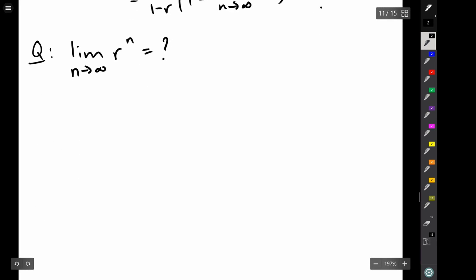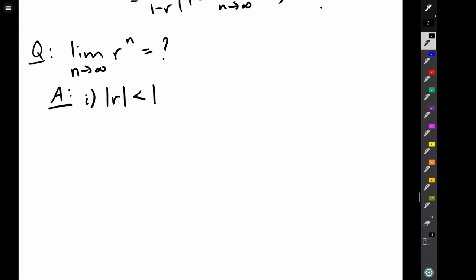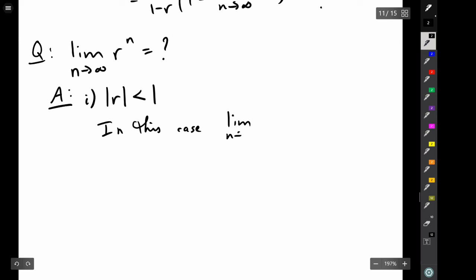Right? So the answer here, there's sort of three different options, right? Case one, let's say absolute value of r is less than 1. Right? If the absolute value of r is less than 1, then in this case, this limit actually has to go to 0. Oops, sorry. Meant to have r to the n. This has to be 0. Okay?